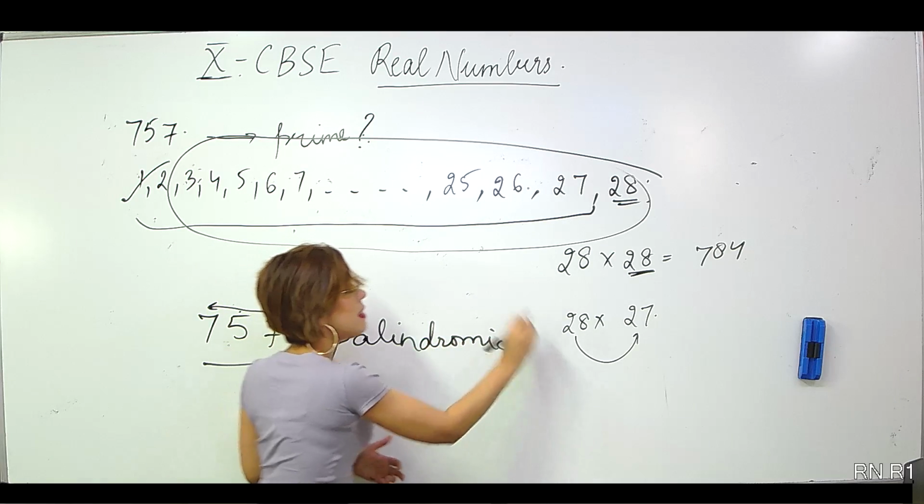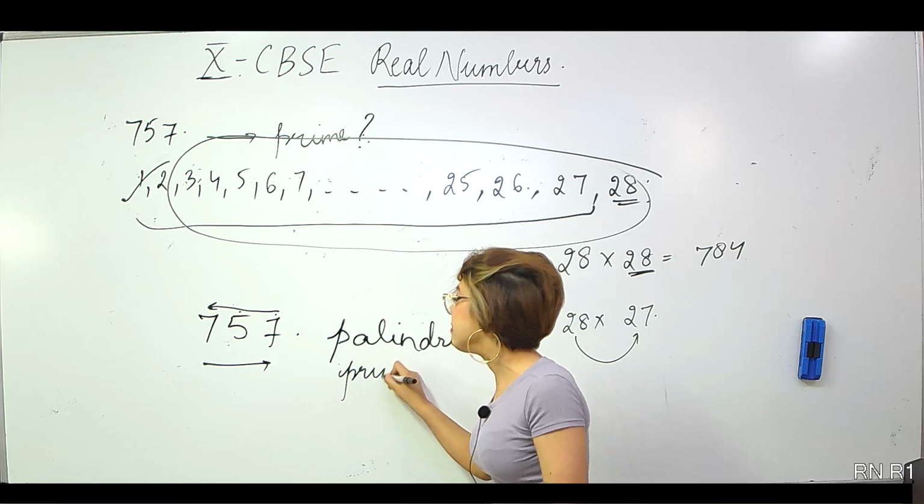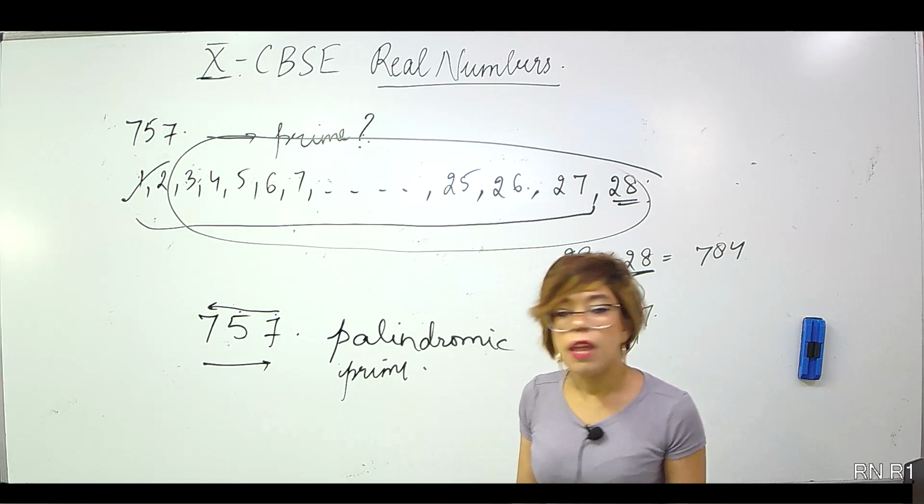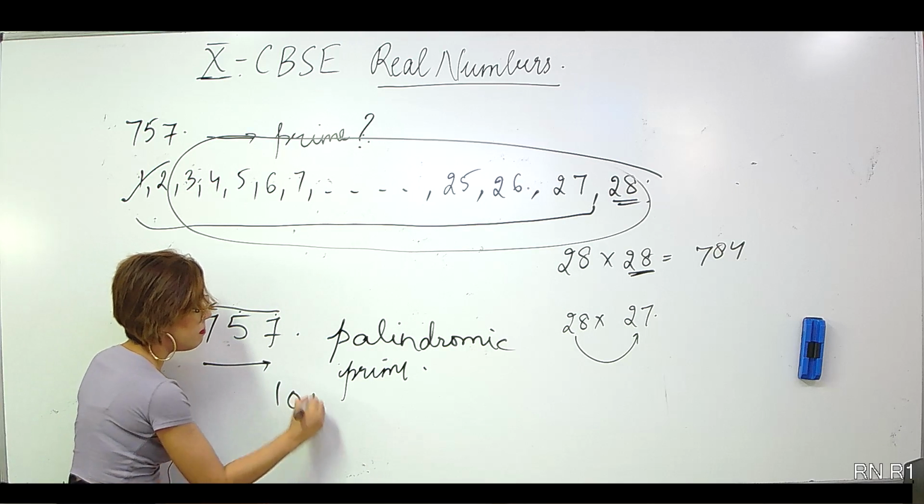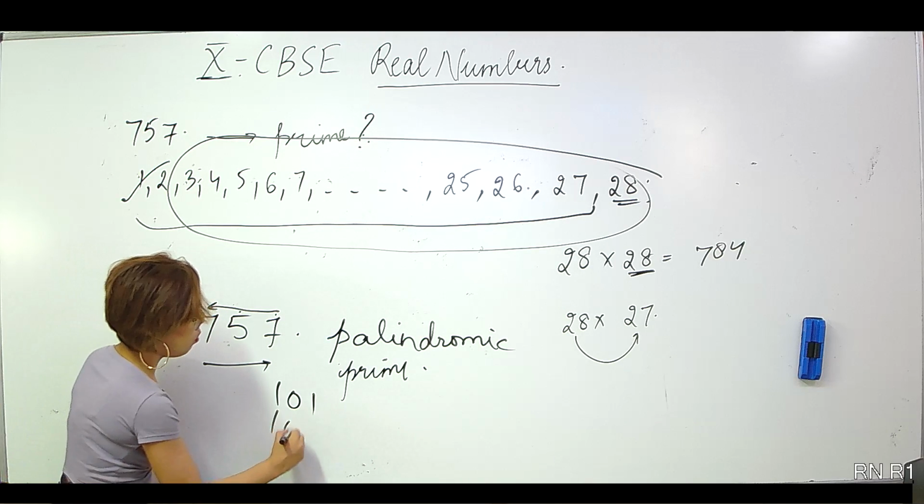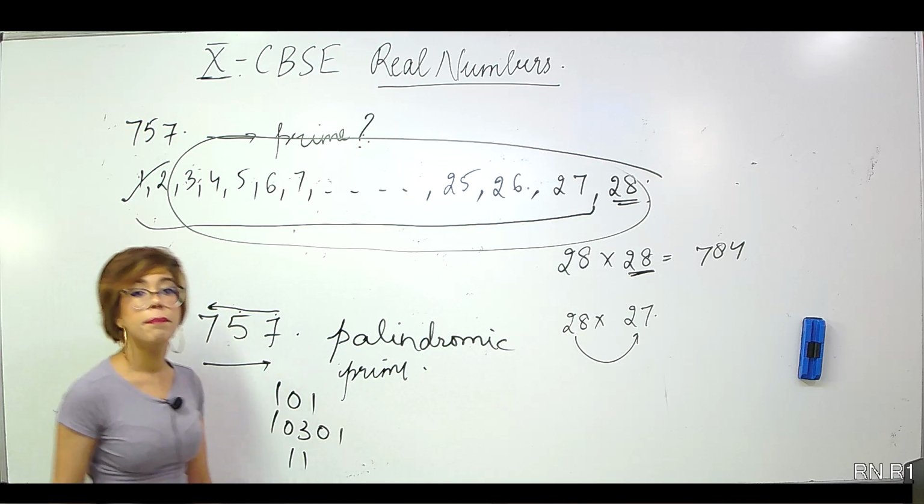These are interesting things to know. Right? And since it is a prime, we call it palindromic prime. Not rocket science. Right? Now, there are various palindromic primes. You can say 101 is a palindromic prime. 10301 is a palindromic prime. Oh, 11 is a palindromic prime.